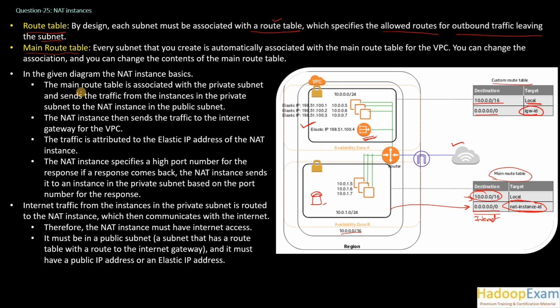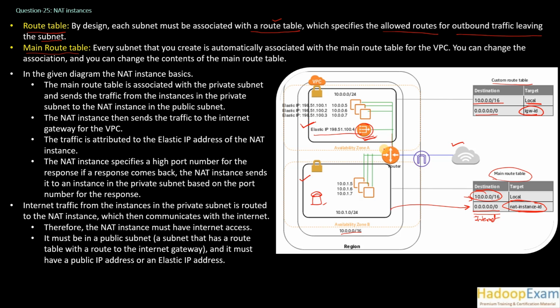Correct. So the main route table is associated with the private subnet and sends the traffic from the instances in the private subnet to the NAT instances in the public subnet. So this is your private subnet, this is your public subnet, and this is the NAT instance. The traffic goes to the NAT instance, which sends this traffic to the internet gateway for the VPC. The traffic is attributed to the elastic IP address of the NAT instance. So this NAT instance has the elastic IP address.